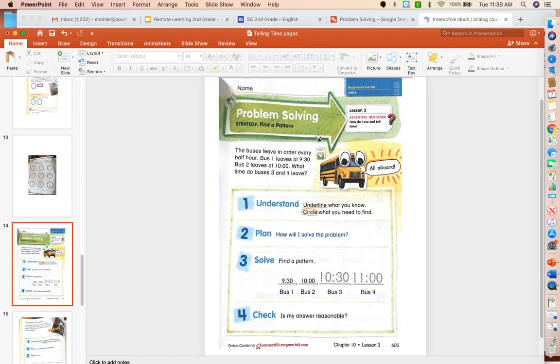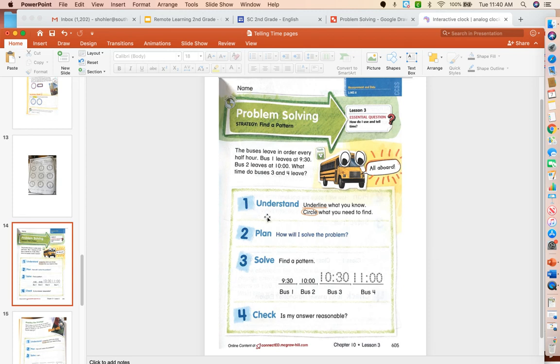Even though that's our strategy, that doesn't mean that every single time I have to find a pattern. It's a suggestion, a possibility that this is a good way to figure the problem out. So let's take a look at the very first problem. It says, the buses leave in order every half hour. Bus 1 leaves at 9:30. Bus 2 leaves at 10 o'clock. What time do buses 3 and 4 leave?